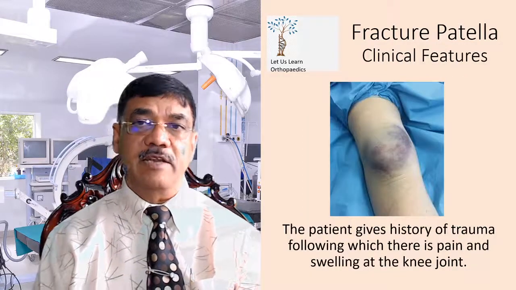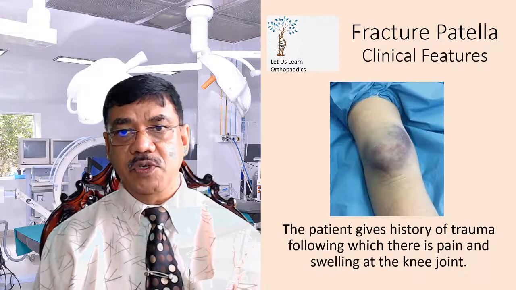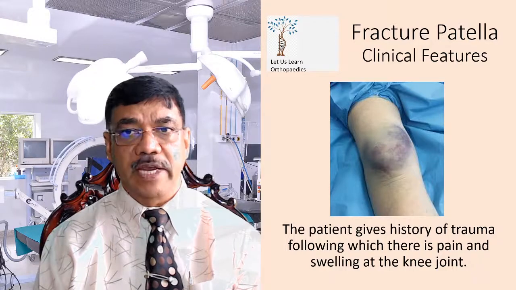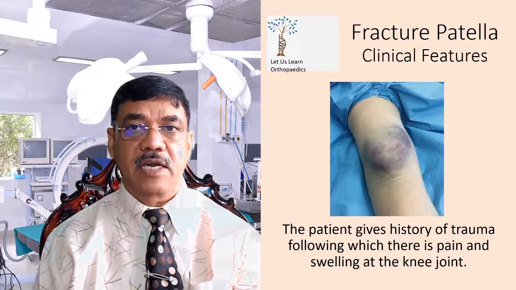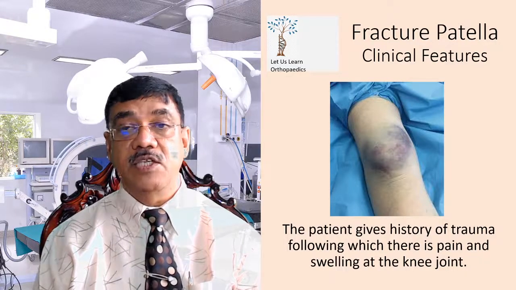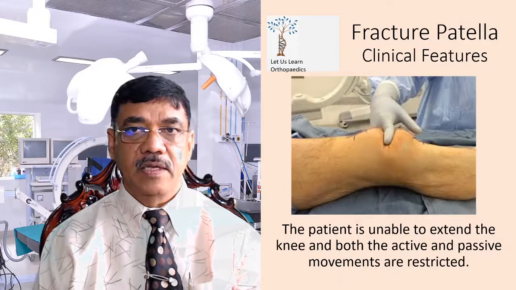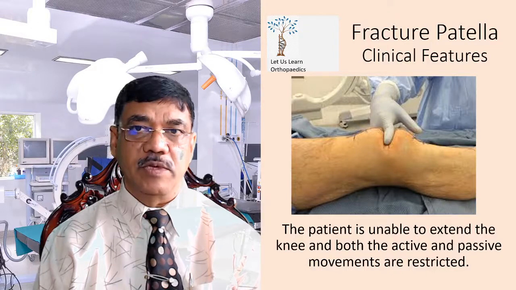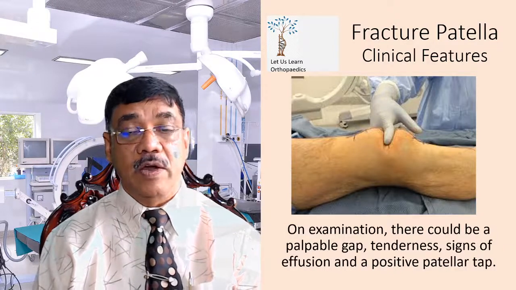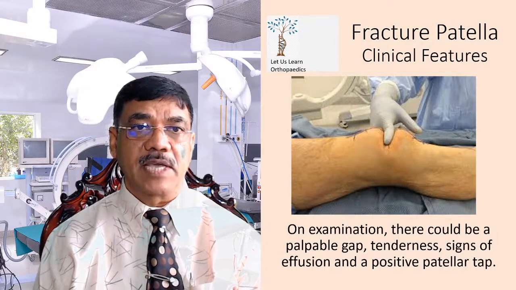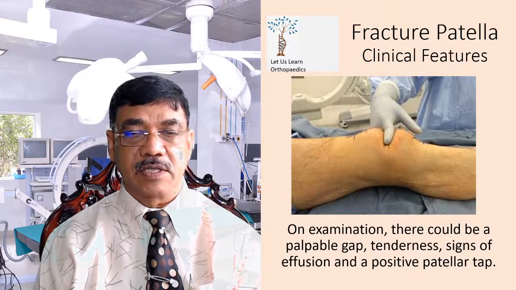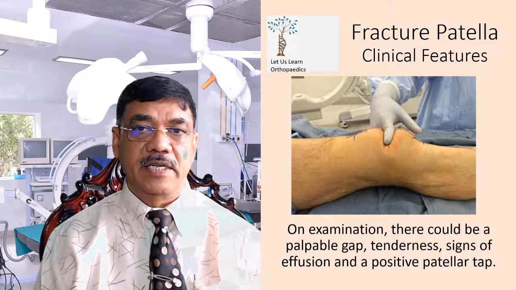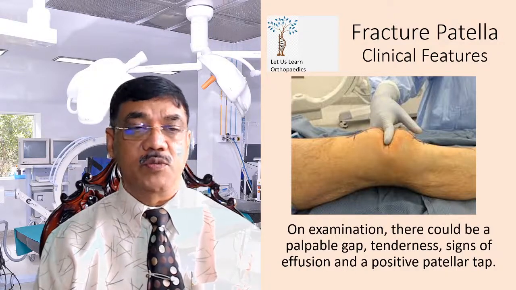Coming to the clinical features of fracture patella, the patient gives history of trauma, following which there is a pain, swelling, and bluish discoloration as you can see here at the knee joint. Patient is unable to extend the knee and both active and passive movements are restricted. On examination, there could be a palpable gap as seen in this particular picture. You can see the gap, the finger is put in the gap. There may be tenderness, signs of effusion, and a positive patellar tap.